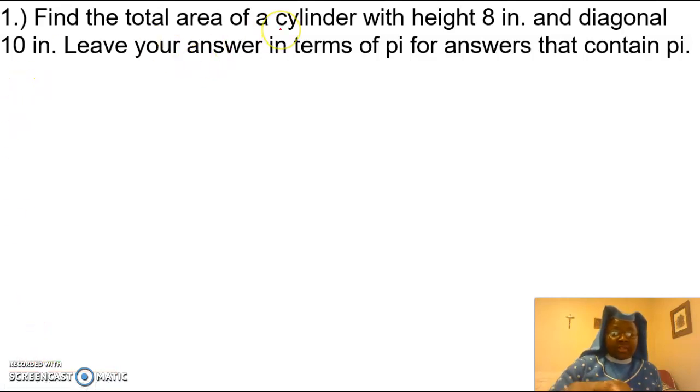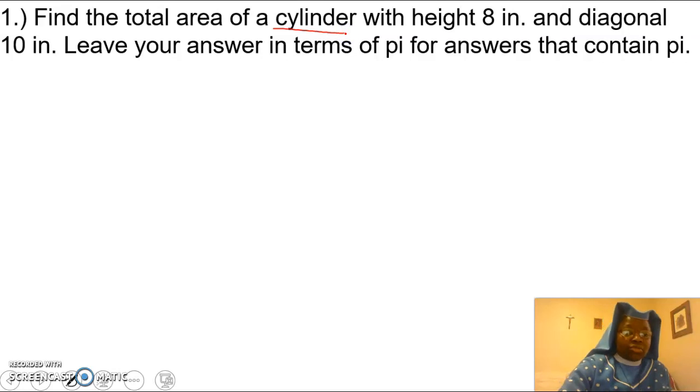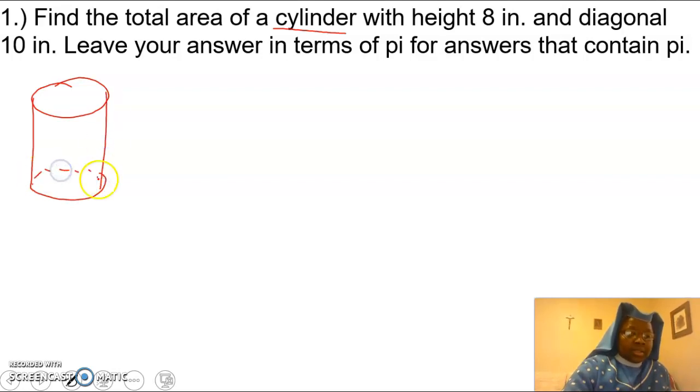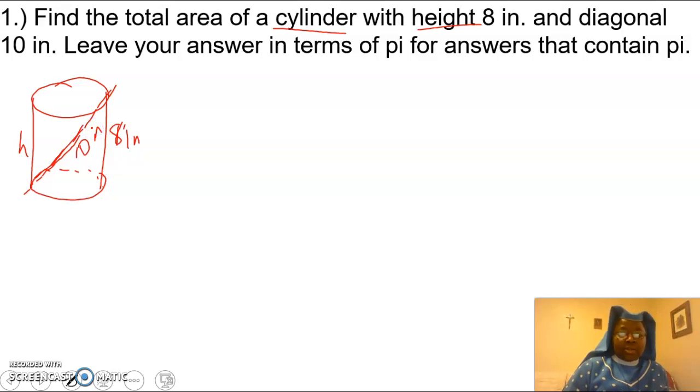Find the total area of a cylinder. So it says it's a cylinder, so let's draw it. And we are given the height. So the height is 8. This is the height here, so it's 8 inches. And the diagonal, so it's going to have a diagonal inside. The diagonal is 10, and that's all we are given.